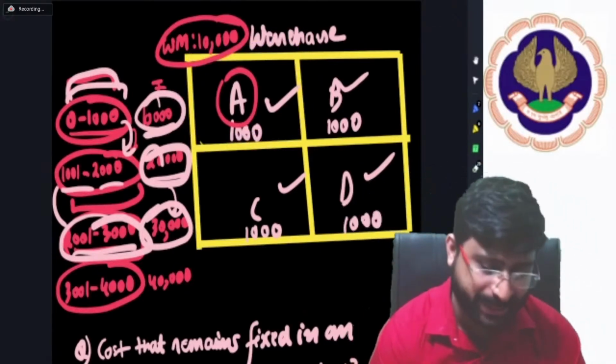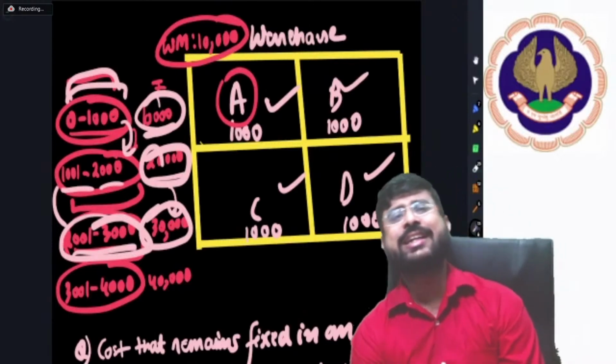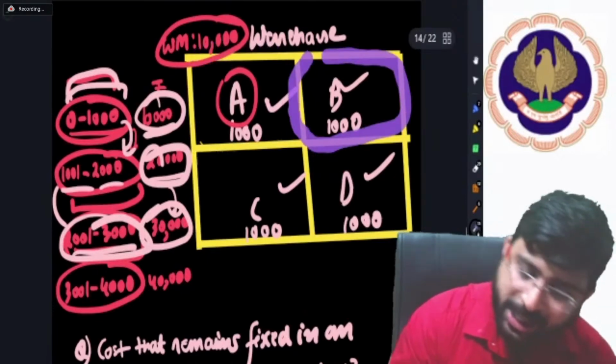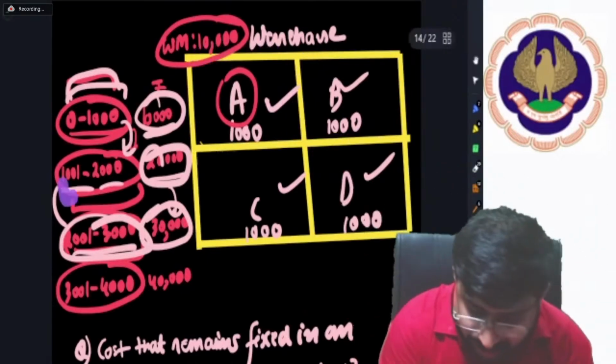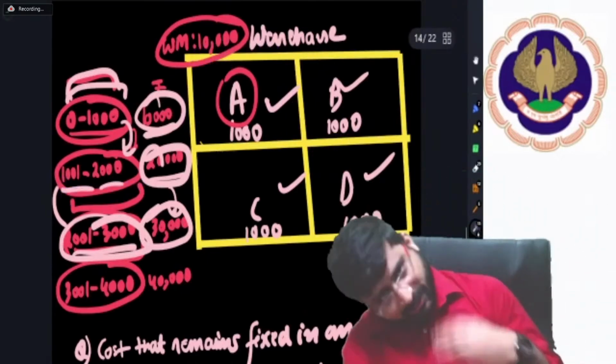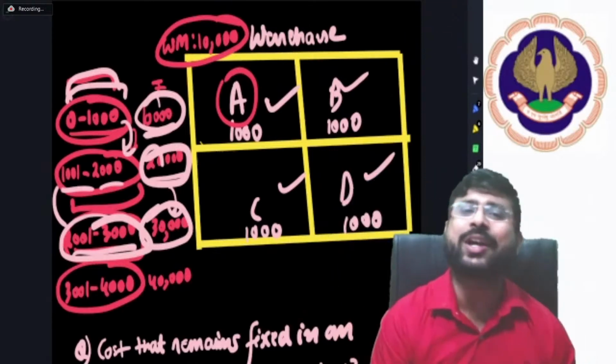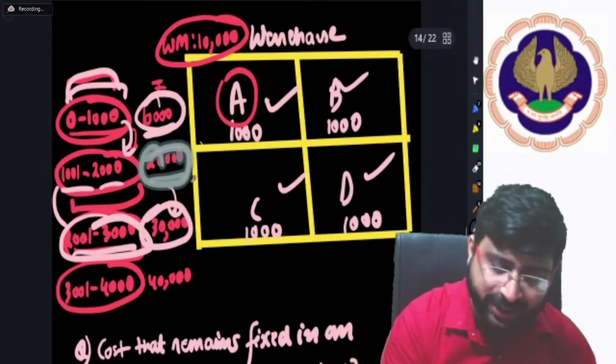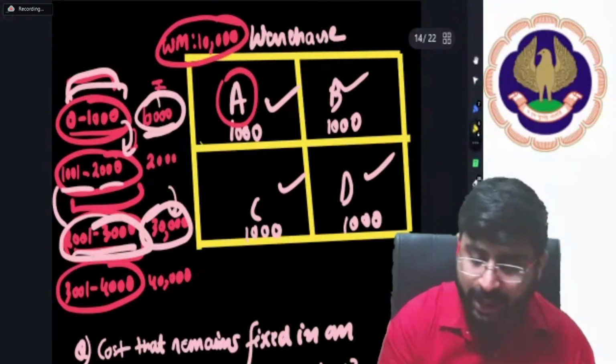Now, let's say you need 1100 products. You will keep 1000 here, and the rest, 100, you will keep in room B. So between 1001 and 2000, whatever units you store, you will have to hire a second watchman. Within this level, the cost will remain constant at 20,000 rupees, because now 2 watchmen are doing the job.